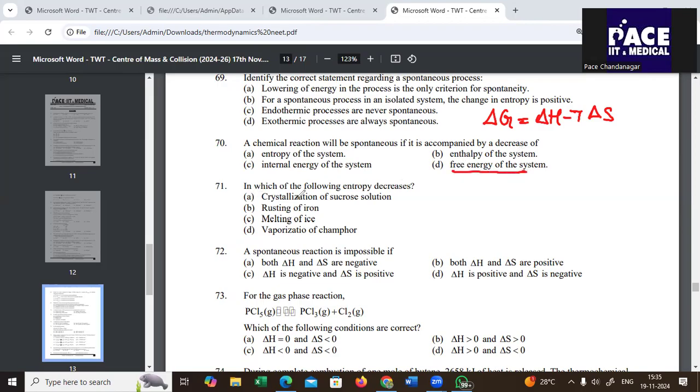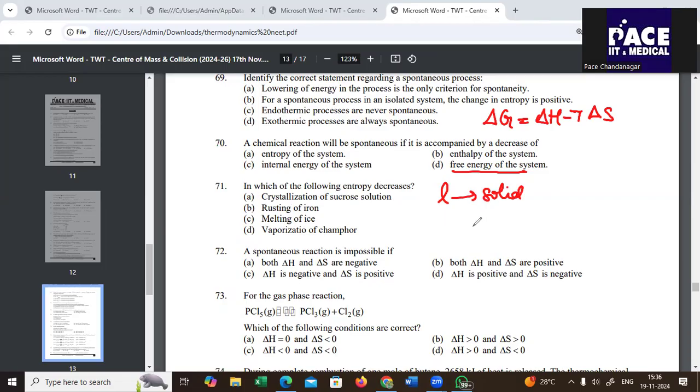Next, 71. In which of the following does entropy decrease? Crystallization of sucrose solution. Crystallization means liquid turning into solid state, which means you are moving from a random state to a stable state. Okay, so decreasing of randomness.